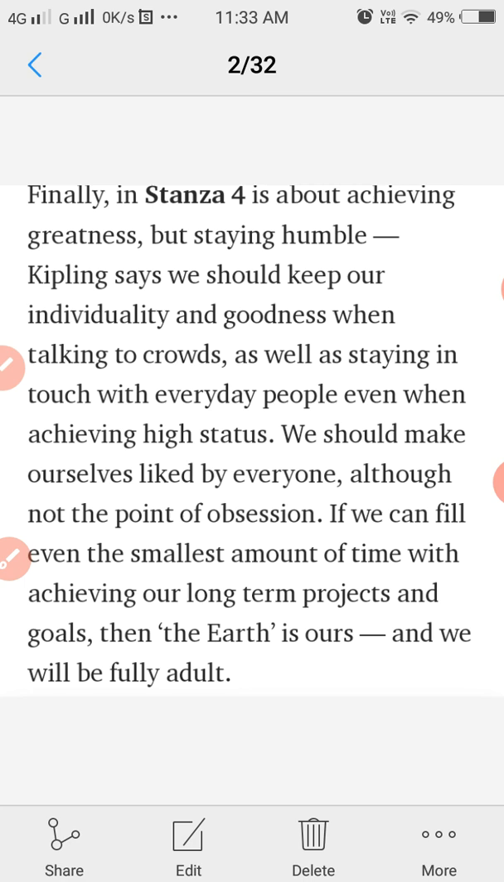Yes, here we have seen the meaning, the comprehension of the poem If by Rudyard Kipling.